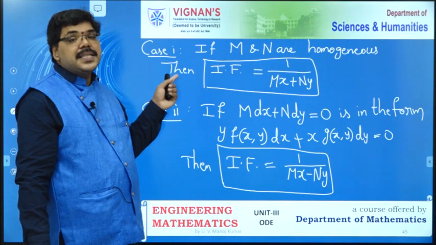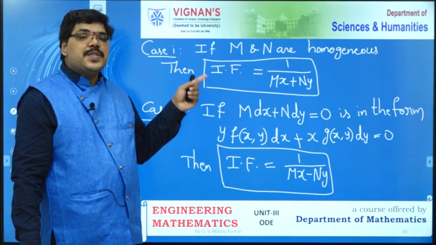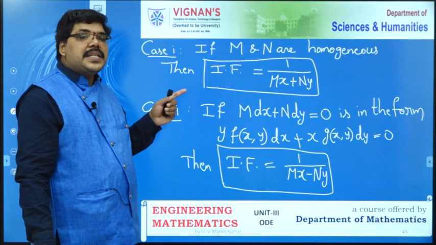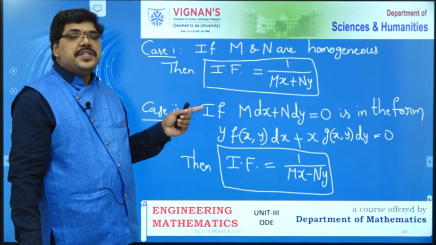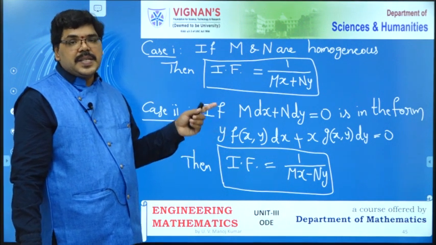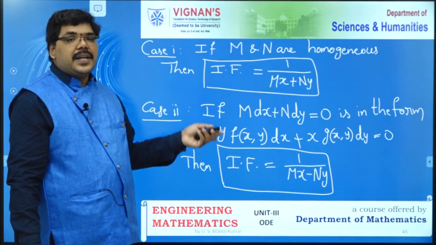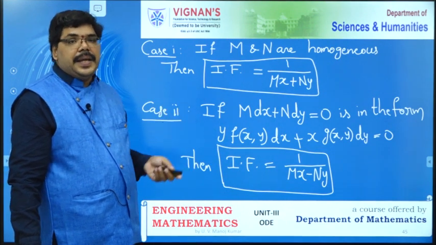What is the first case? M and N are homogeneous. Then the integrating factor is 1 by (mx plus ny). What is the second case? The given differential equation is represented as y into f of xy dx plus x into g of xy dy equals to 0. Then the integrating factor is 1 by (mx minus ny).